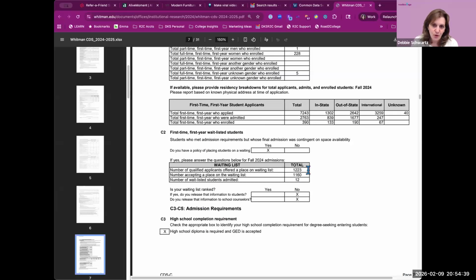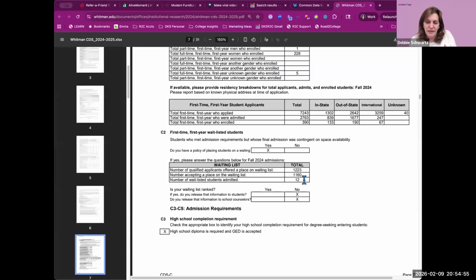And usually if your student is put on the wait list, they are asked whether they want to stay on the wait list. And in this case, a little over 1,100 students said, yes, I want to stay on the wait list, but only 12 ultimately got off. That was for this year.